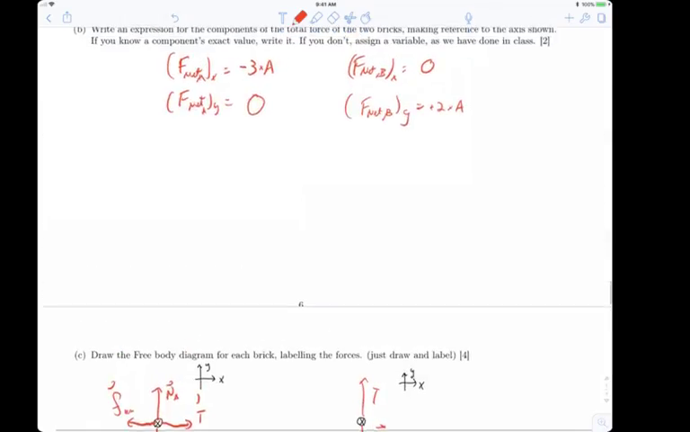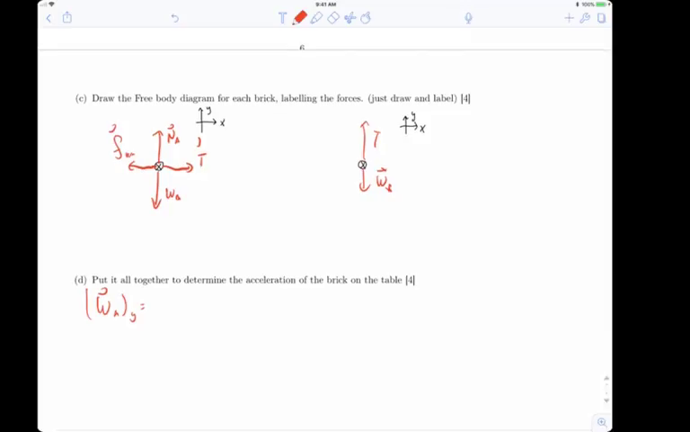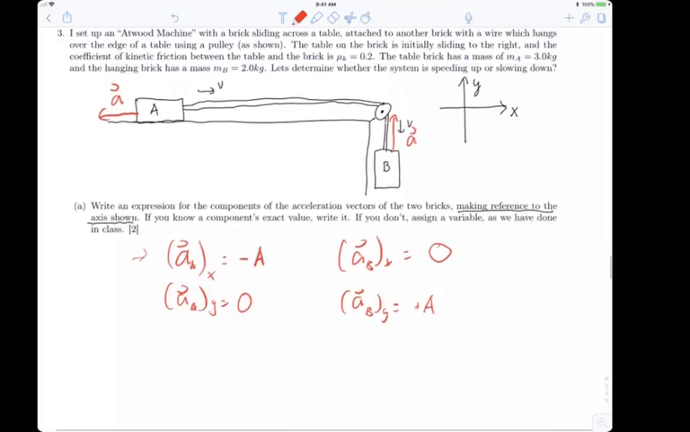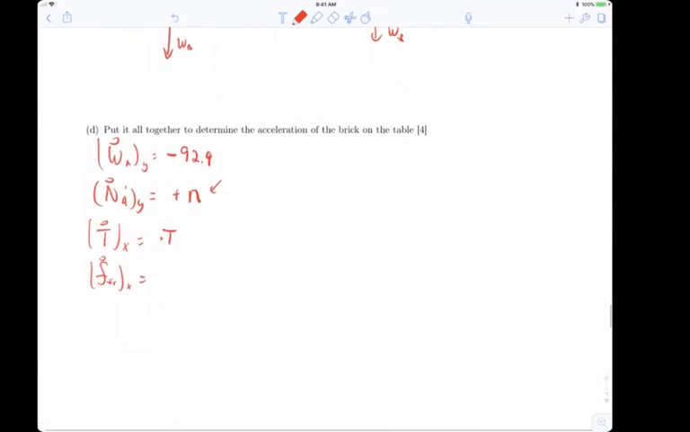What was it, 3 kilograms? So this is 9.81 times 3, so this is going to be minus 29.4. Normal force is also only in the y direction, so I'll call it plus little n. Tension force is only in the x direction. I don't know how big it is, so I'll call it plus T. Friction force. I don't know how big it is, but I do know that it's related to that variable. So the coefficient of friction here is 0.2. So it's minus 0.2 times n.